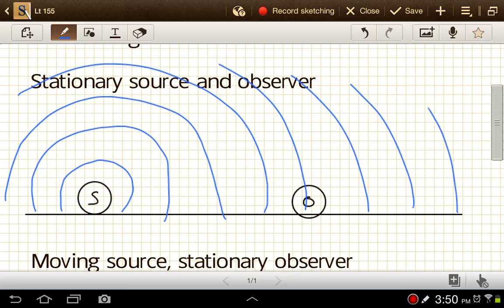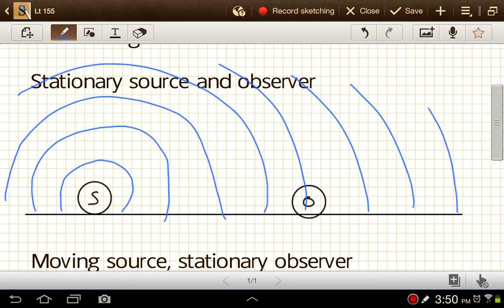Now, how often it detects a peak will depend on how far apart these peaks are. So the observer is just going to sit there waiting for these peaks to come past it, waiting for these blue lines to come past it. So if they're really close together, then the observer hears a lot of peaks in just a short amount of time. That'd be like a high-pitched sound. If they're really spread apart, so more distance between peaks, then the observer detects a peak less frequently, less often. That'd be a low frequency or a low pitch sound.